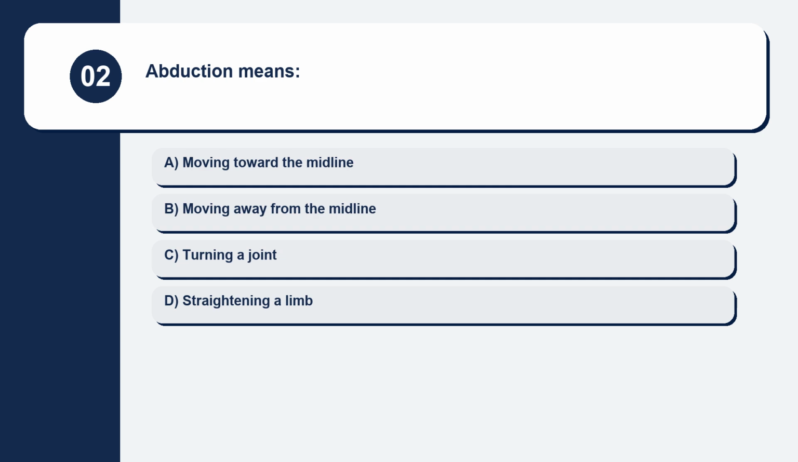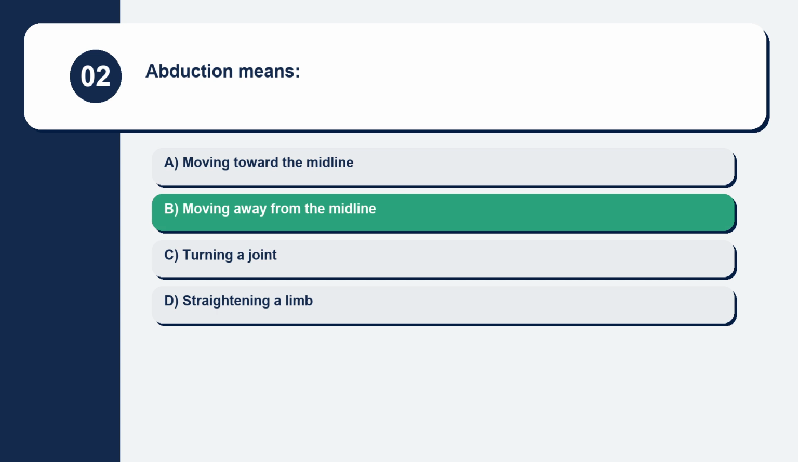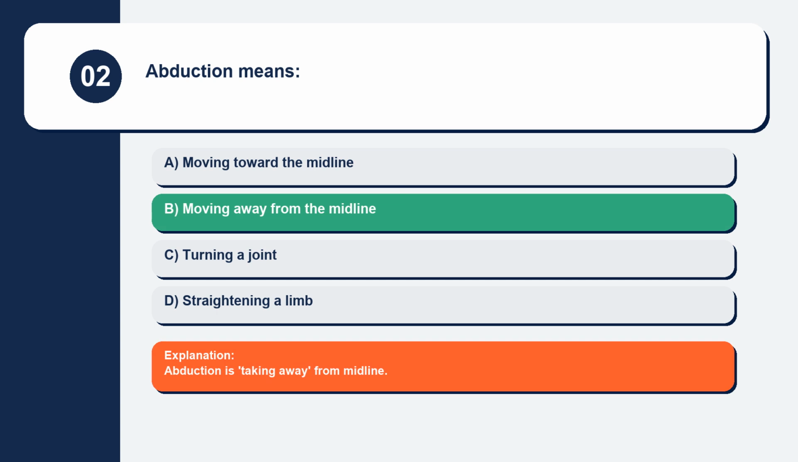Question 2. Abduction means moving toward the midline, moving away from the midline, turning a joint, straightening a limb. Abduction is taking away from midline.